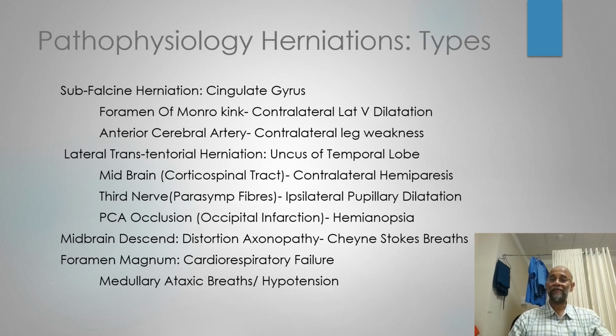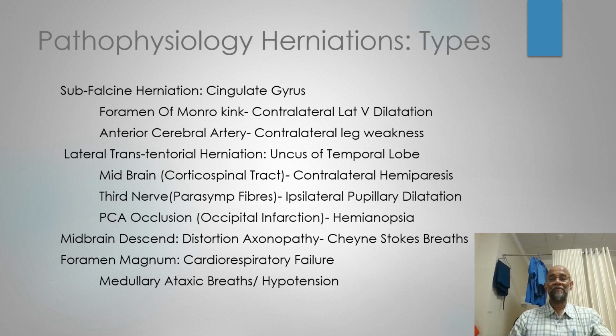The more classical herniation is the lateral transtentorial herniation, where the uncus of the temporal lobe herniates through the tentorial hiatus. This will press upon the midbrain, especially the corticospinal tracts of the midbrain, producing contralateral hemiparesis. The third nerve coming from the pons to the cavernous sinus will get pressed. The parasympathetic fibers coming from the Edinger-Westphal nucleus, which travel along with the third nerve, get pressed, resulting in ipsilateral pupillary dilatation. The posterior cerebral artery can get occluded, resulting in an occipital infarction and loss of the contralateral visual field.